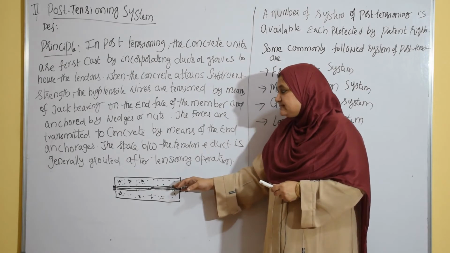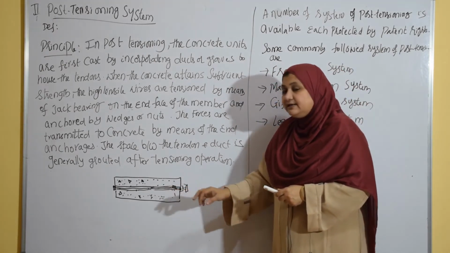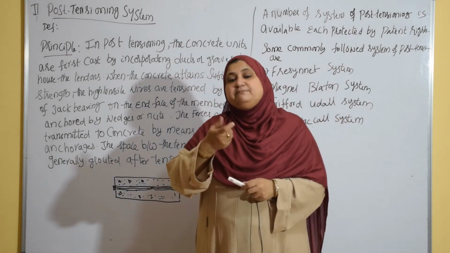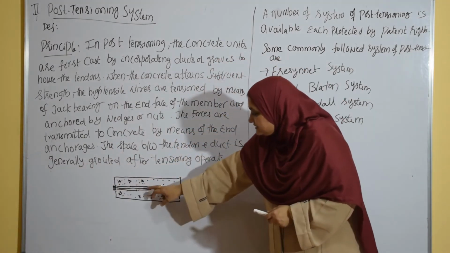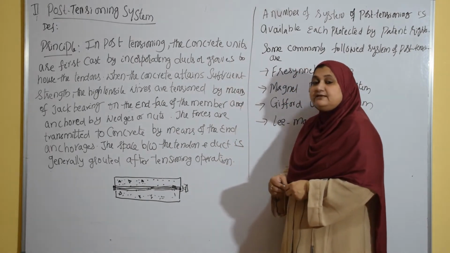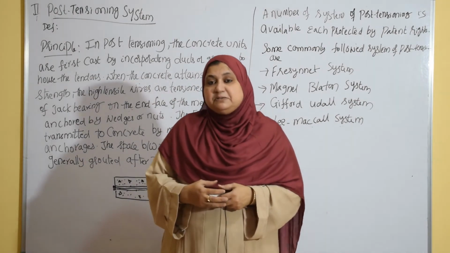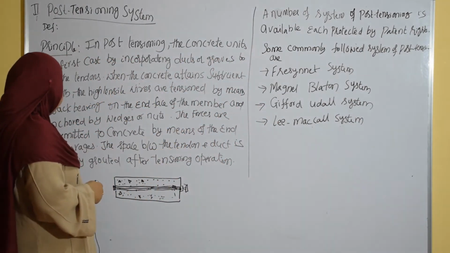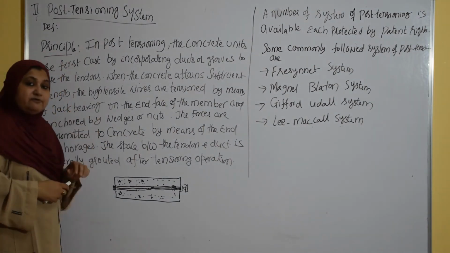So whatever space is left over between the tendon and the duct is generally grouted. Grouted means a slurry of cement paste will be injected with some pressure. So this gap you can see will be filled by grouting after the tensioning operation. In this, the pretension is imparted by means of the end anchorages or by means of bearing.